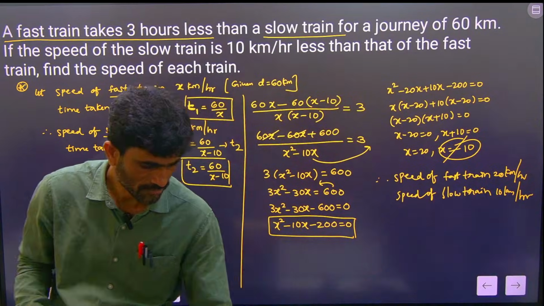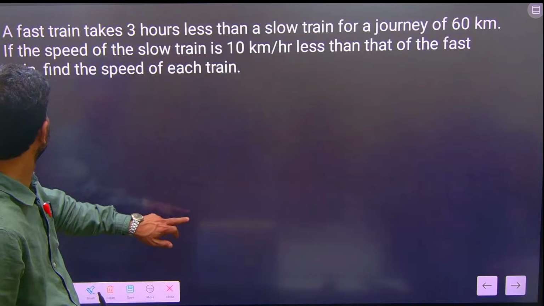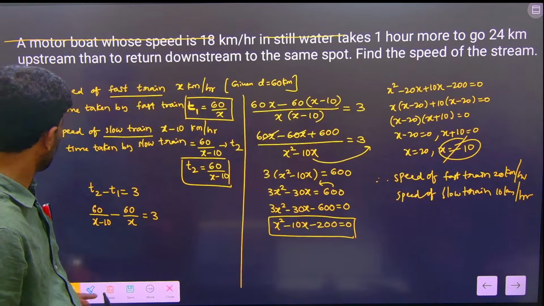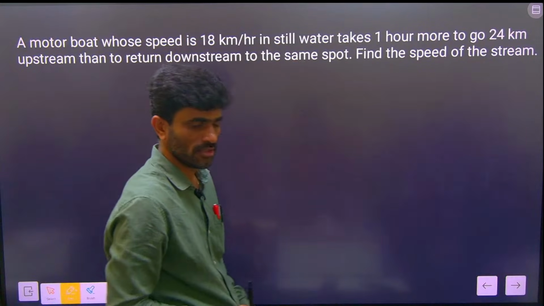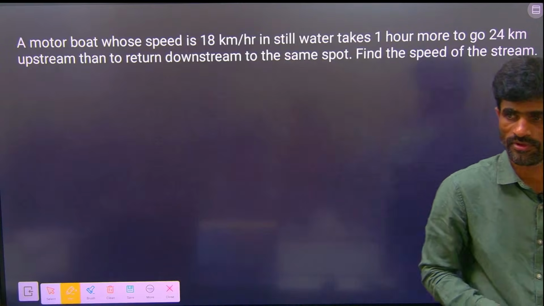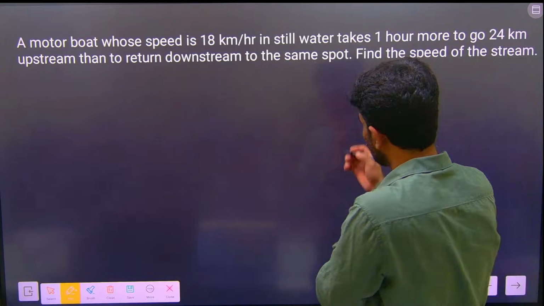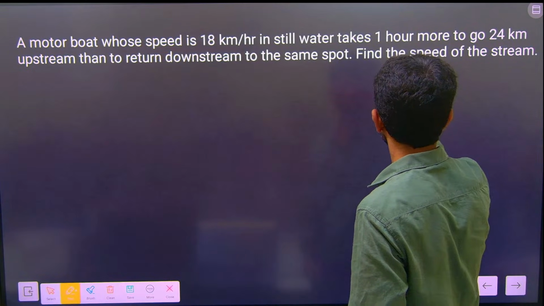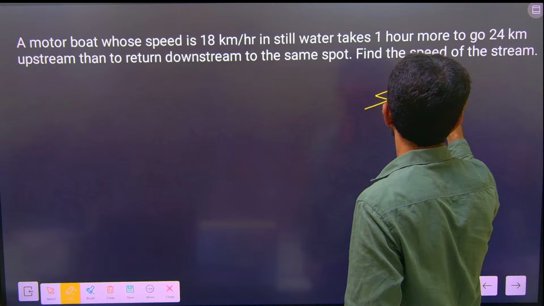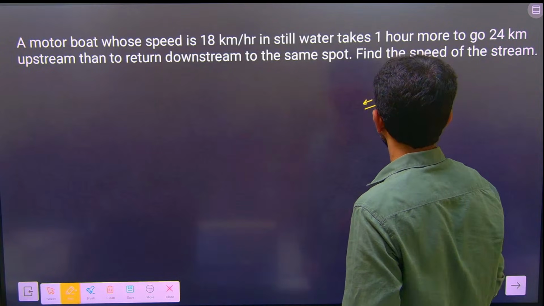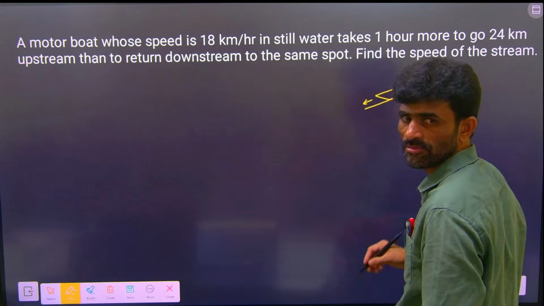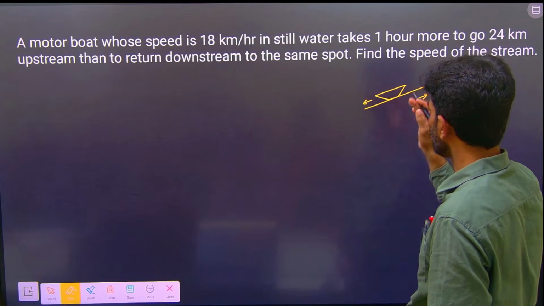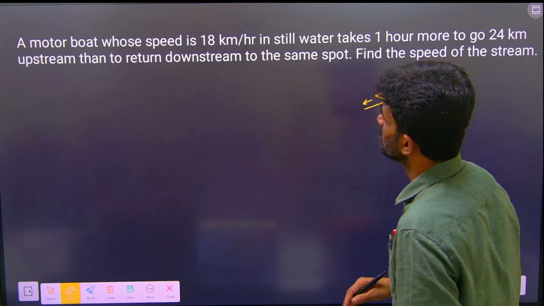Next one. Let's try the next one. This is what? Motorboat. Remember, in motorboat problems we will be having two streams, upstream and downstream. Remember this picture. Boat, when it is going this side it is downstream. If it goes this side it is upstream. There will be two speeds, speed of the boat and speed of the stream.